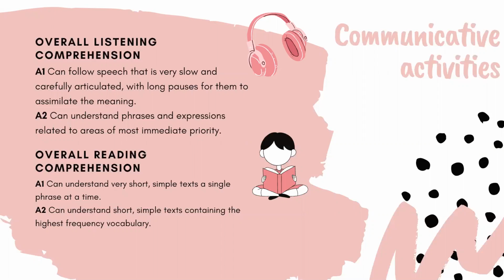A2 users can understand phrases and expressions related to areas of most immediate priority. They can generally identify the topic of discussion that is conducted slowly and clearly.